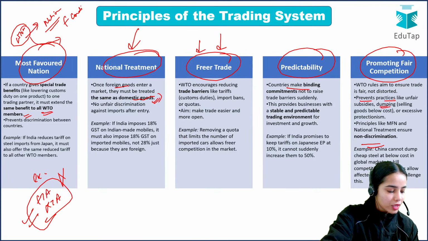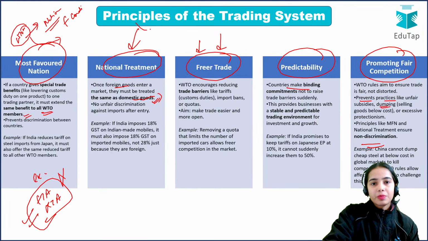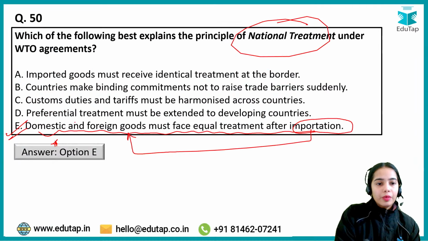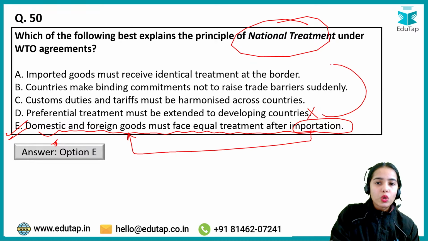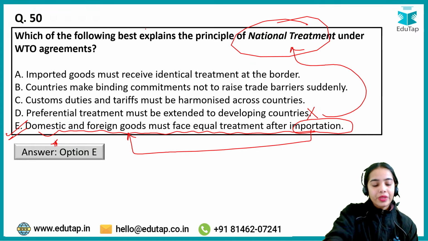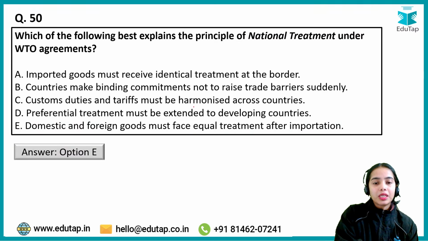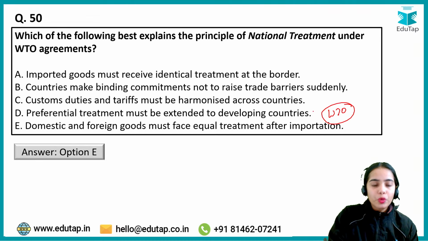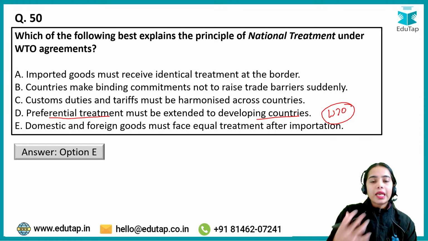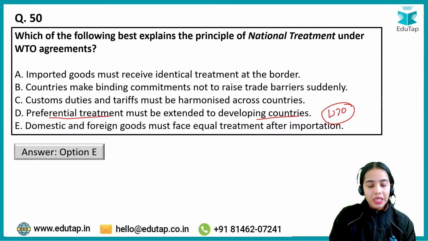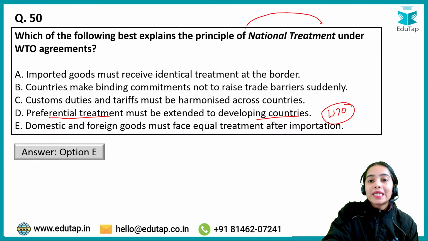Okay, so these are principles of the trading system. Preferential treatment must be extended to developing countries. This does not come under national treatment. Okay, this does not come under national treatment. WTO does provide preferential treatment to the developing countries because training and help is provided to them. But here we are talking about national treatment.